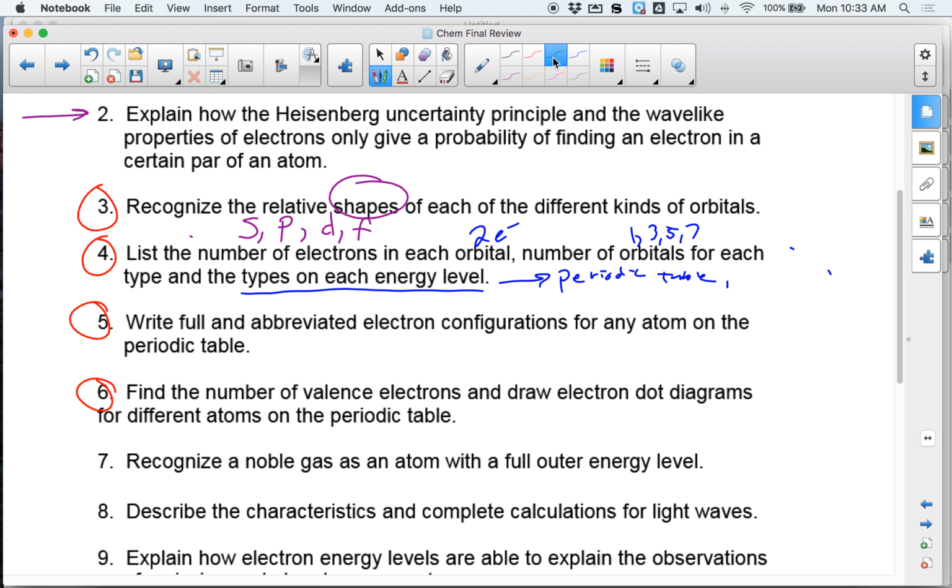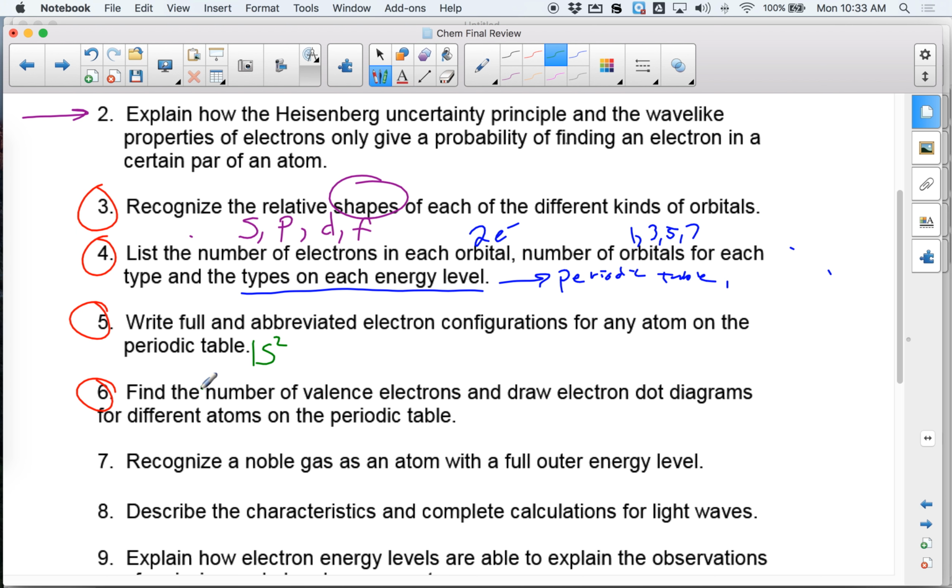Well, that's the abbreviated one. You got to be able to do both. Okay, so we're going to do both for selenium. So we start on the periodic table. On the first energy level, it's going to be filled. So that's 1s2. Remember, these show how many electrons.